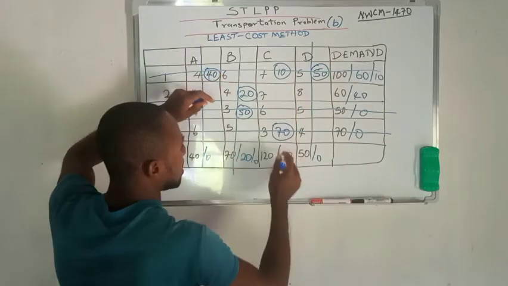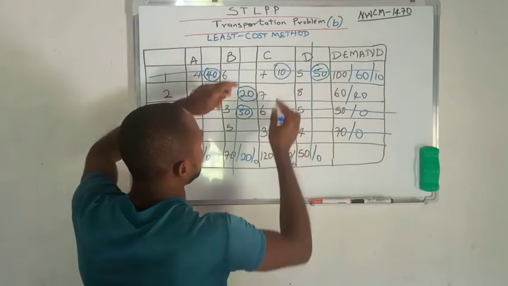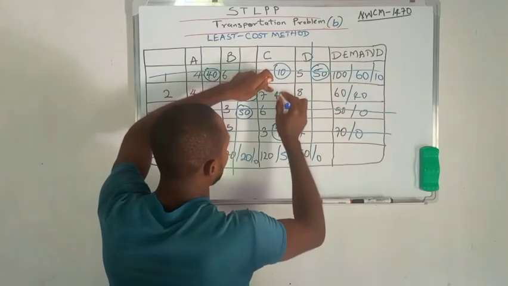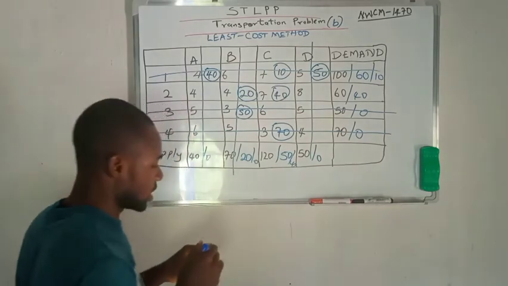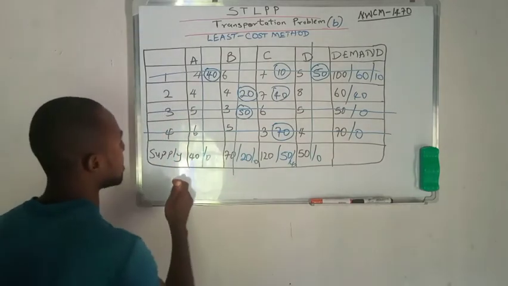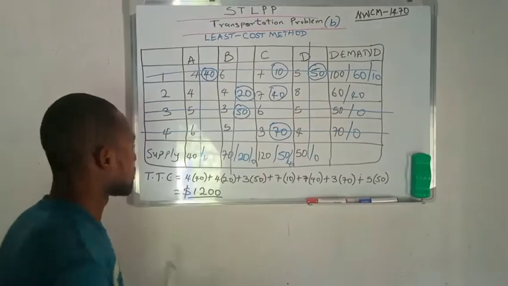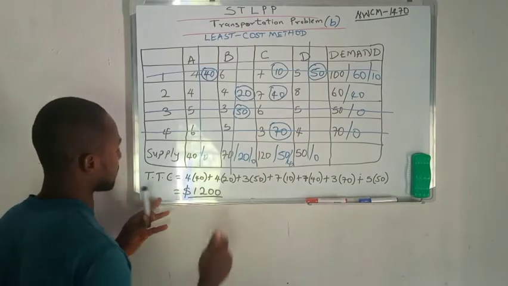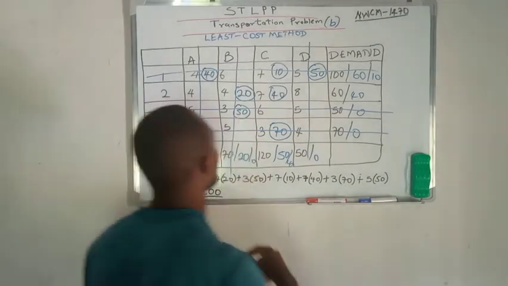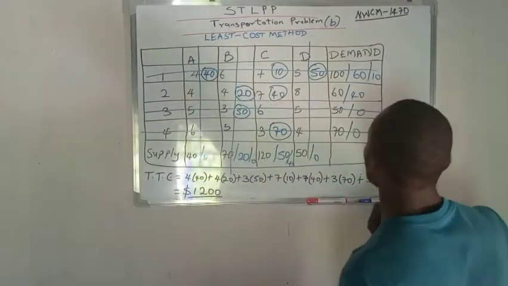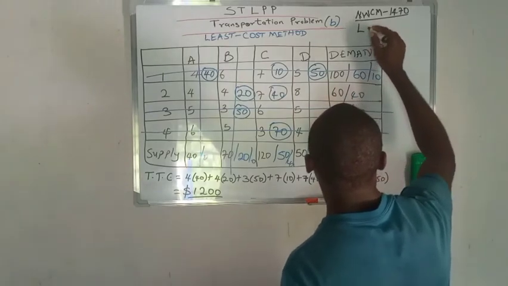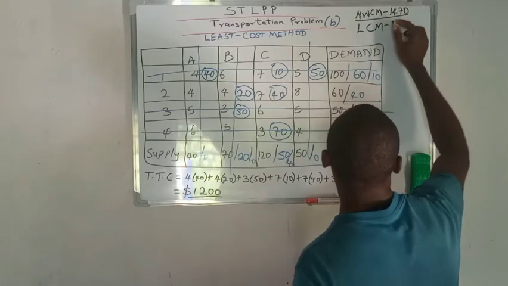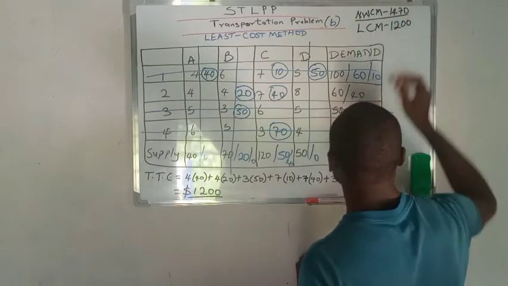I'll have 40 remaining here, so we have 40 here also, so we supply 40, and that is it for the least cost method. So we are going to just calculate our total transportation cost. The total transportation cost using the least cost method is 1,200. So I'm going to write it here, and then the next thing we use the Vogel's approximation method and see what we'll get. So right here we'll have 1,200.